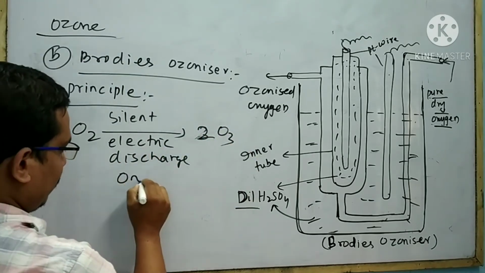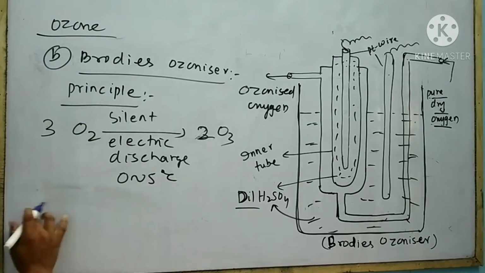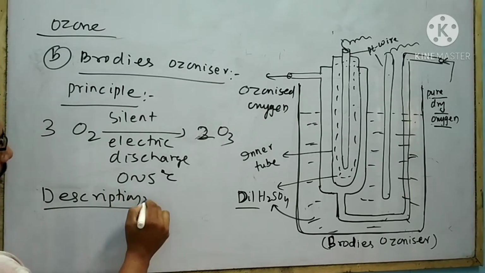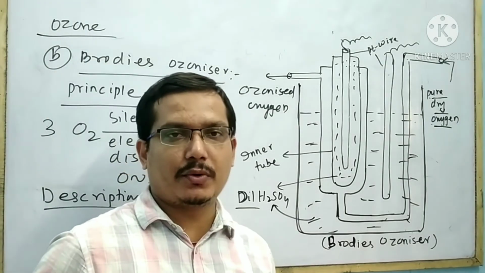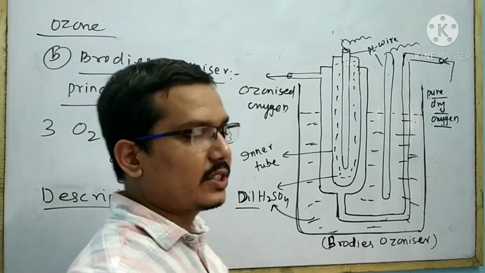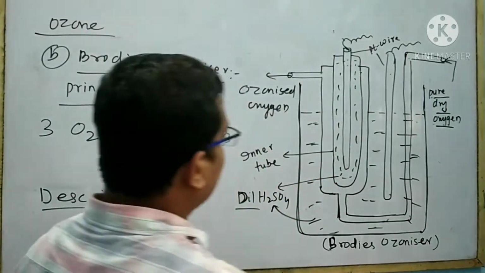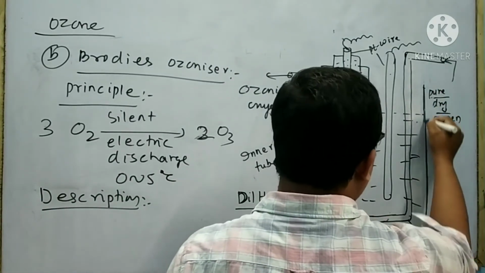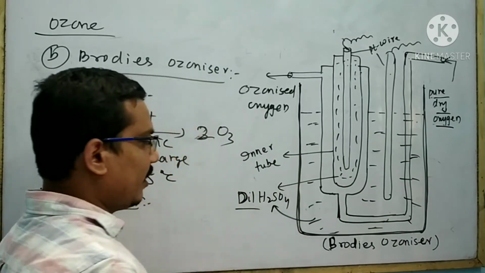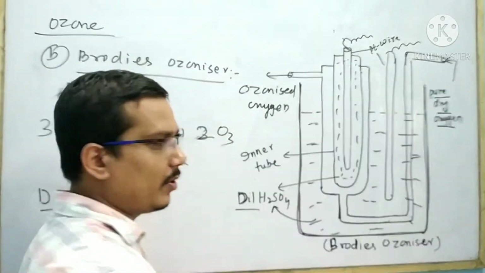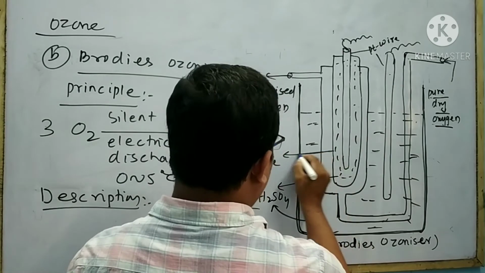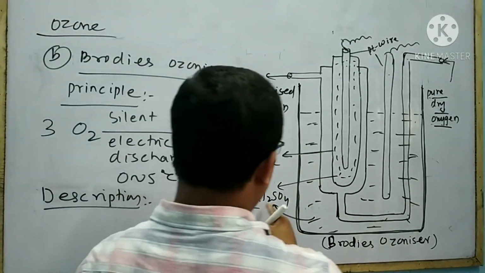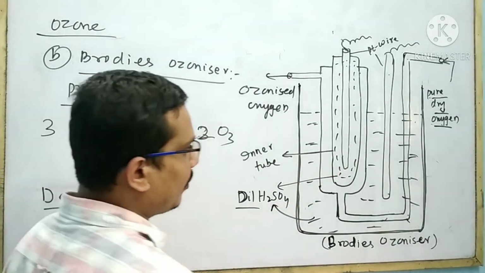is 0 to 5 degrees centigrade. Next I will explain the description. This ozonizer consists of two coaxial glass tubes which are fused together. Here a beaker is present. This is your beaker. It carries dilute H2SO4. This is your inner tube. The inner tube is also filled with dilute H2SO4.